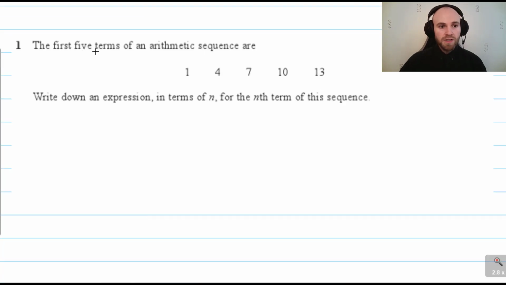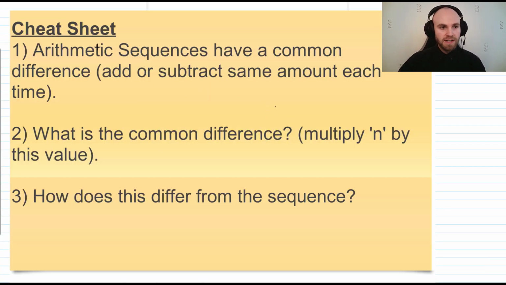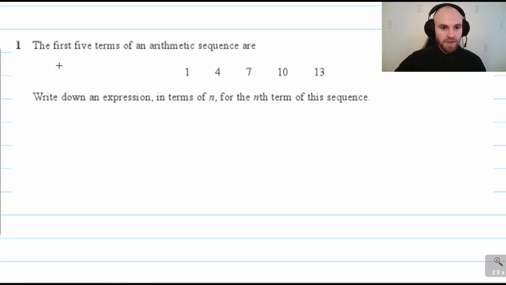Okay, question 1. The first 5 terms of an arithmetic sequence are 1, 4, 7, 10, 13. Write down an expression in terms of n for the nth term of this sequence. So we go straight to the cheat sheet. An arithmetic sequence has a common difference, where you add or subtract the same amount each time. We ask, what is the common difference? And we multiply n by this value in our equation. And how does this differ from the sequence? So let's have a look.